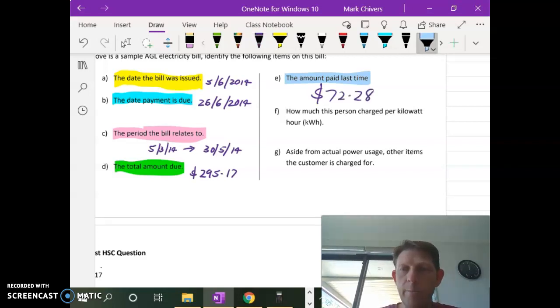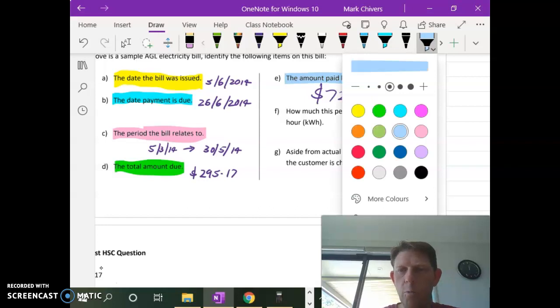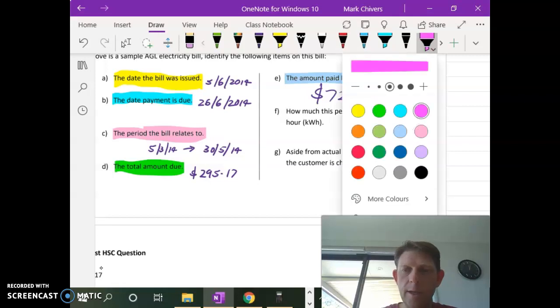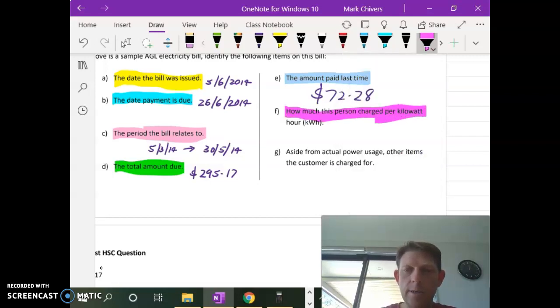And then in order to be able to budget, we kind of need to know what the basis upon which we're being charged is. So if I pull up this colour highlighter there, that's pretty much the same as the one I just used. I'll pull a different one up. We'll go a really bright pink. How's that sound? So how much does the person charge per kilowatt hour?